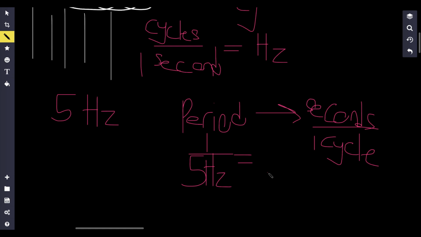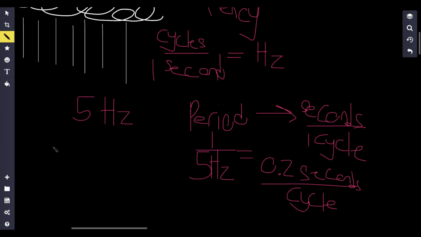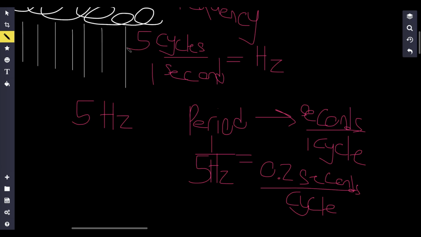And you can see that when I do this calculation, 1/5, that's just going to be 0.2 seconds per cycle. All right, these two answers make sense. If my wave is going 5 cycles every 1 second, well then 1 cycle would just take 0.2 seconds.